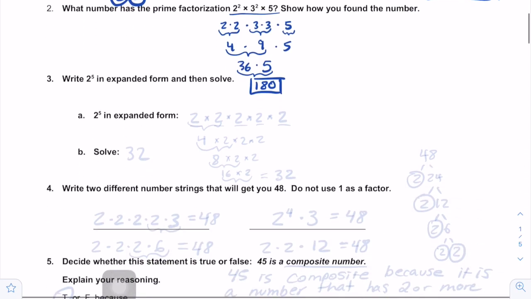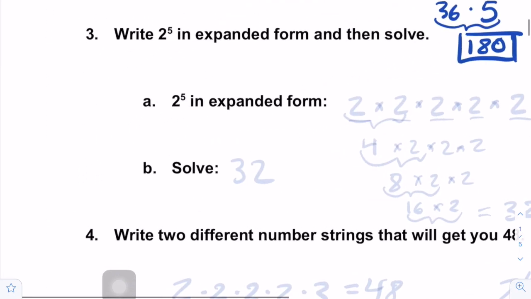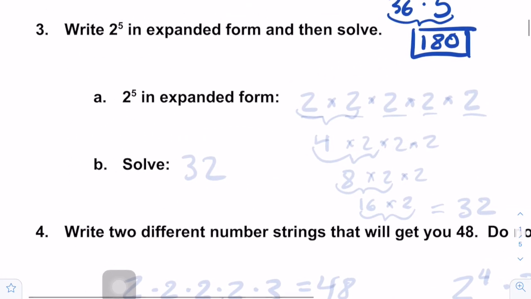Number 3 asks to write 2 to the 5th power in expanded form and then solve. I know that 2 is my base, and 5 is the amount of times that I'm going to multiply 2 times itself. So I know this will be 2 5 times. 2 times 2 times 2 times 2 times 2. I'll double check to make sure that I only wrote this 5 times, and I see it's 1, 2, 3, 4, 5, so I know I'm good.